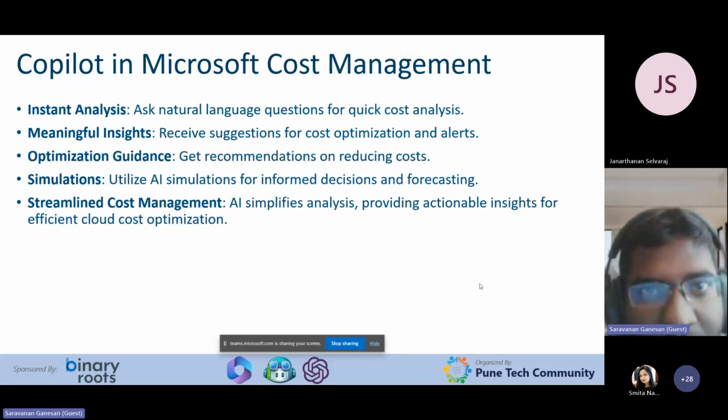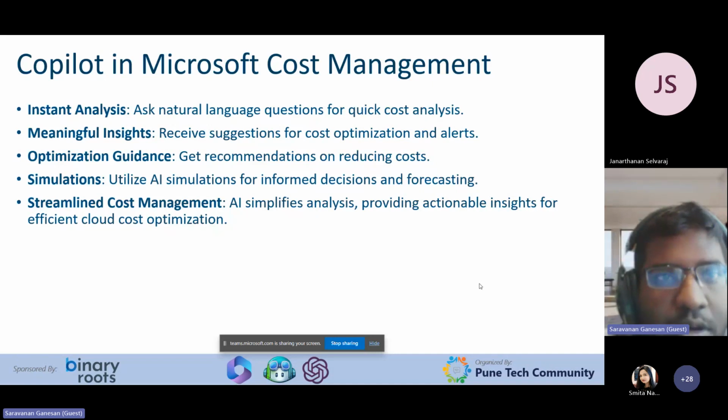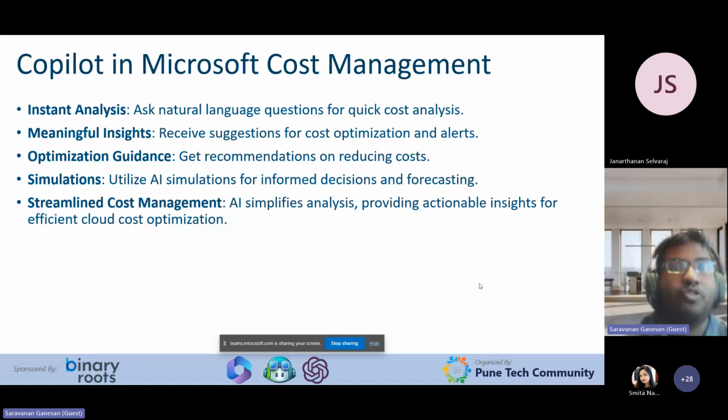But after Copilot was introduced into Microsoft Cost Management, I can ask things like a chat in the Azure portal itself. It also asks us for more details, such as which kind of data you're going to process on this server, and it gives us meaningful insights. It can also tell us that if I use this kind of server for data processing, the cost will be optimized, and it will also advise us to set up alerts as well. And then simulations.